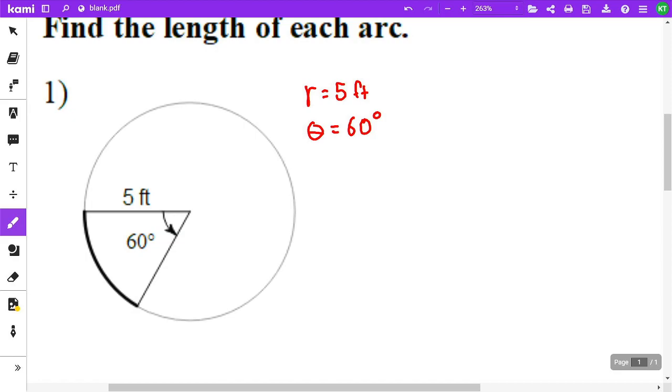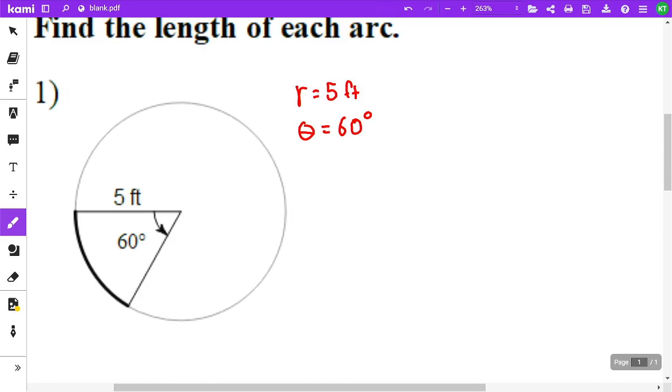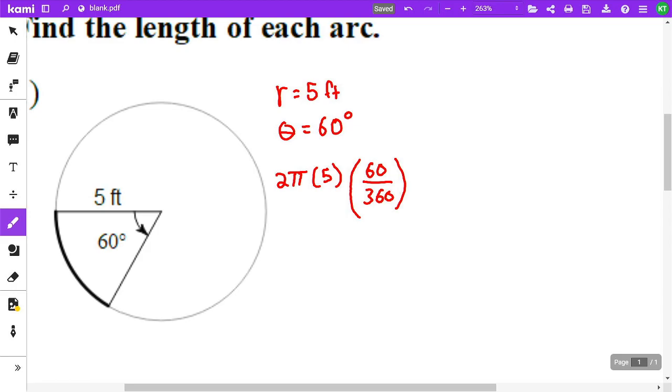Now keep in mind I just said 60 degrees, so we're going to be using the degree version of the formula. So I will have 2 pi r, which is 5, times my theta, which is 60, divided by 360. Now, I'm going to make this the more simplified version of this. So I'll take my 2 and 360 and divide those. So I'll have pi times 5, nothing changed there, and then 60 divided by now 180.